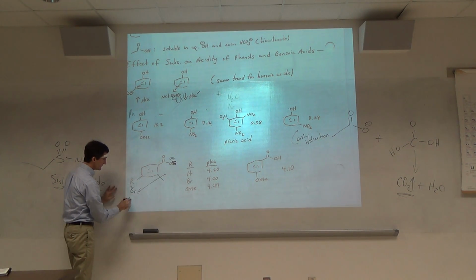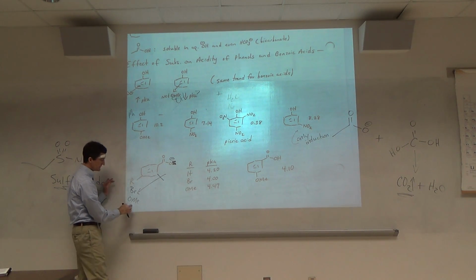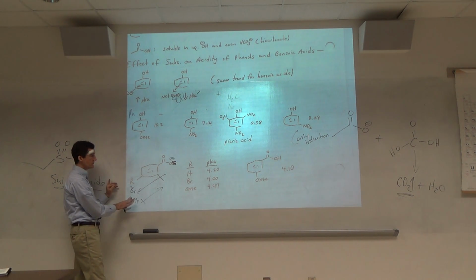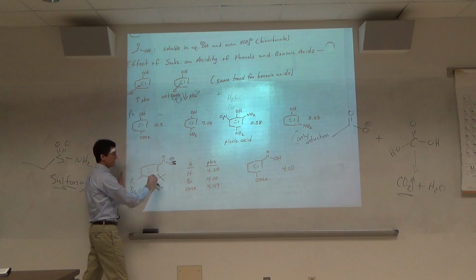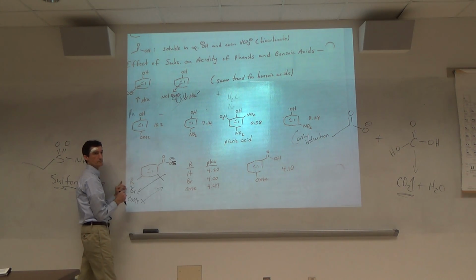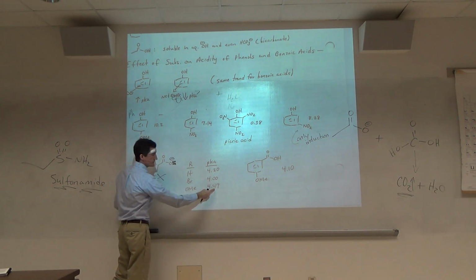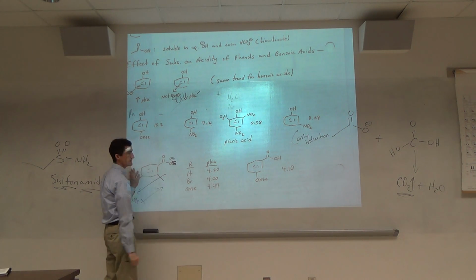And what if this is a methoxy? What does it do? It's a net donator. So a net donator pushing minus towards this minus is not going to help that minus. It will make it less willing to form, and so it's not as acidic, higher pKa.